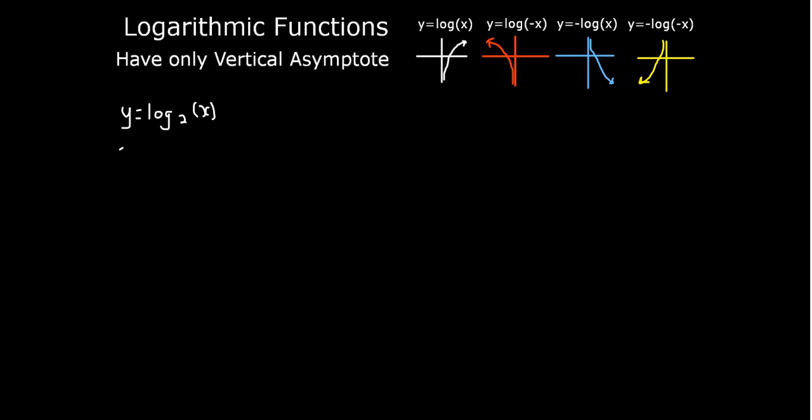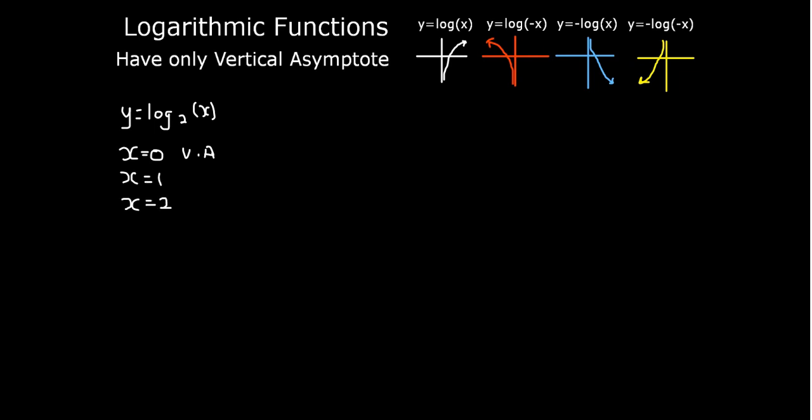First of all, we say x will be equal to 0, and that x equals 0 is your VA. Remember that we are dealing with VAs here in the logarithmic functions. Unlike in the exponential functions, where we were dealing with the horizontal asymptote, here we are dealing with the vertical asymptote. So our VA is x equals 0. And then another one will be x equals what? We said another one will be x equals 1. Then x equals 2.